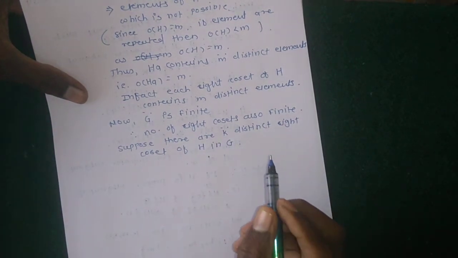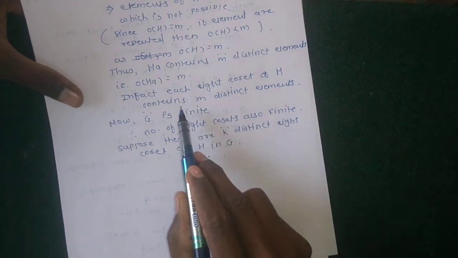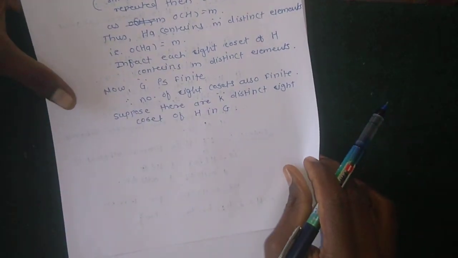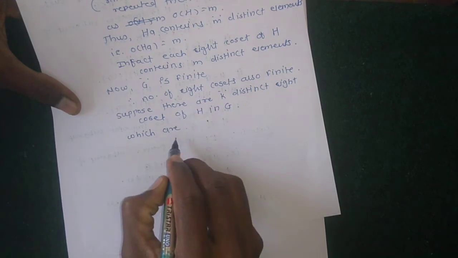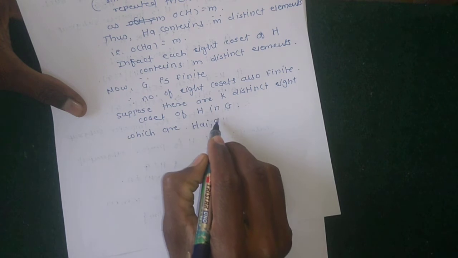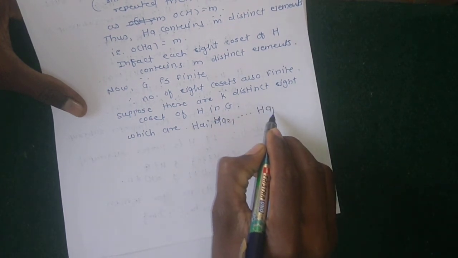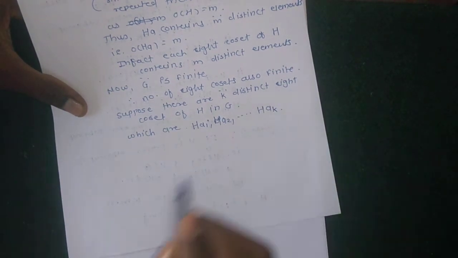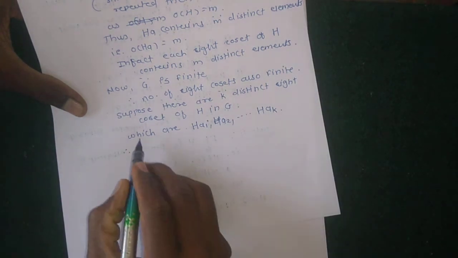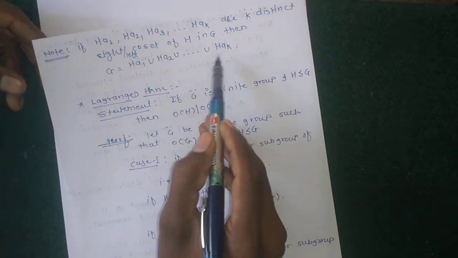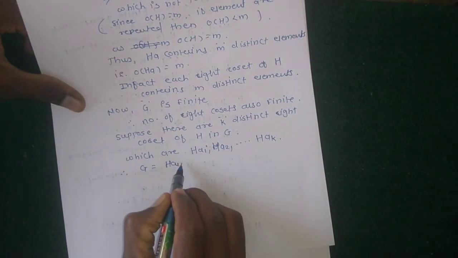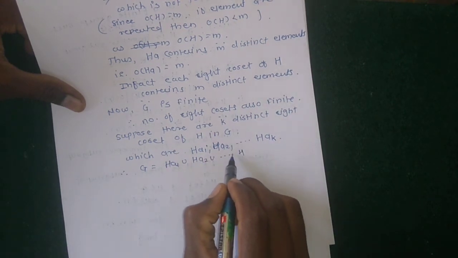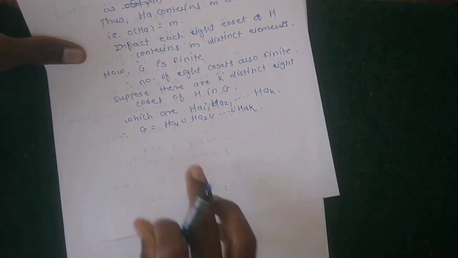Suppose this is k distinct right cosets, and each coset contains exactly m distinct elements. Suppose these k distinct cosets are Ha1, Ha2, and so on up to Hak. In our note above, if G has k distinct right cosets, then G equals the union of these k cosets. So G equals Ha1 union Ha2 union up to Hak. G is written in the form of a union of these right cosets.